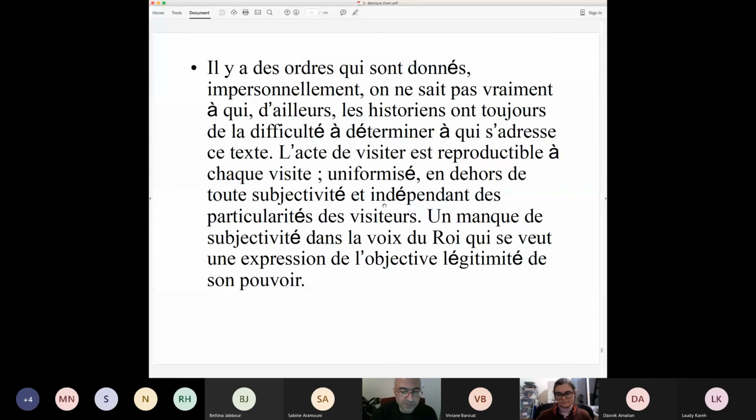It's beyond any subjectivity. The visitors are not allowed subjectivity. Their thinking is controlled. It's beyond any particularity of these visitors. All are treated the same. And the only real voice that we see here is this impersonal voice, which is the voice of the king. And this impersonality, in effect, what it signifies is objectivity.